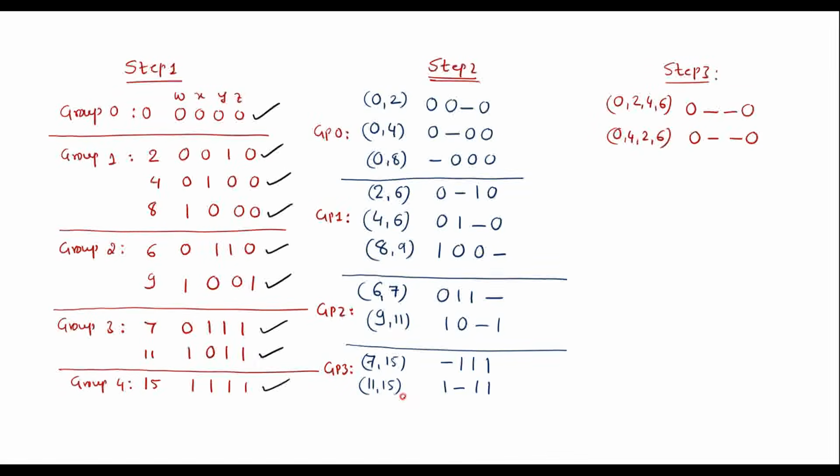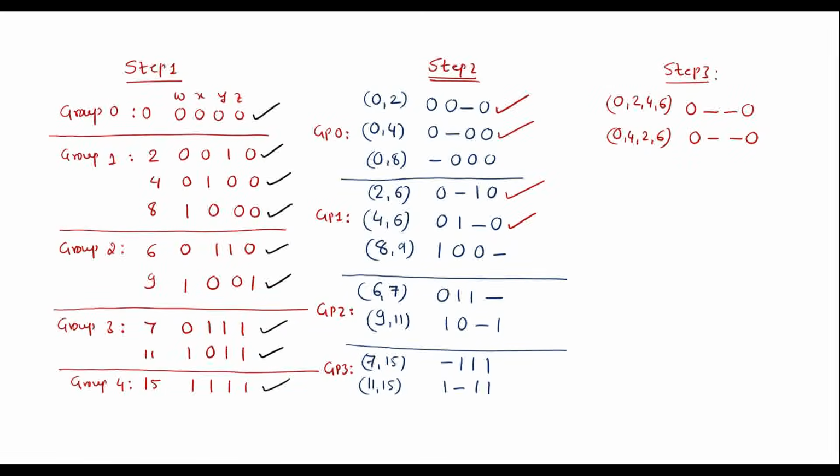Let me compare group 2 and 3. 6, 7 with 7, 15 is more than 1 bit. Ignore it. 6, 7 with 11, 15 is also more than 1 bit. Similarly 9, 11 is also not possible. So in step 3, we have considered the min terms 0, 2, 4, 6. Put the check mark here on 0, 2 and 4, 6. Similarly 0, 4 and 2, 6.